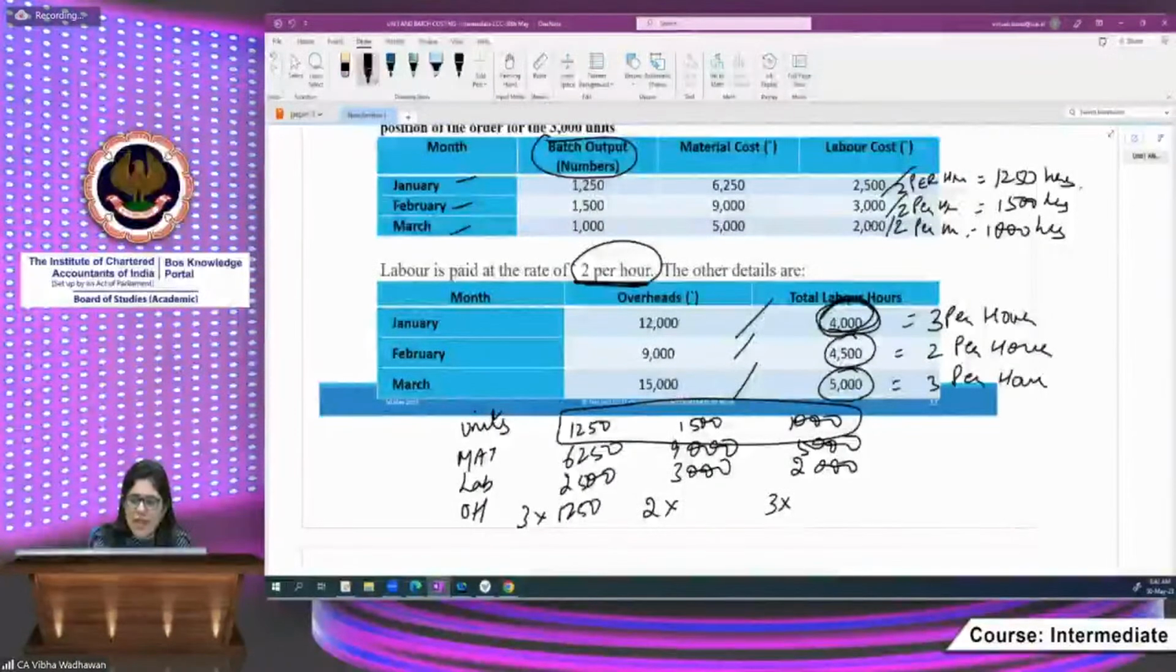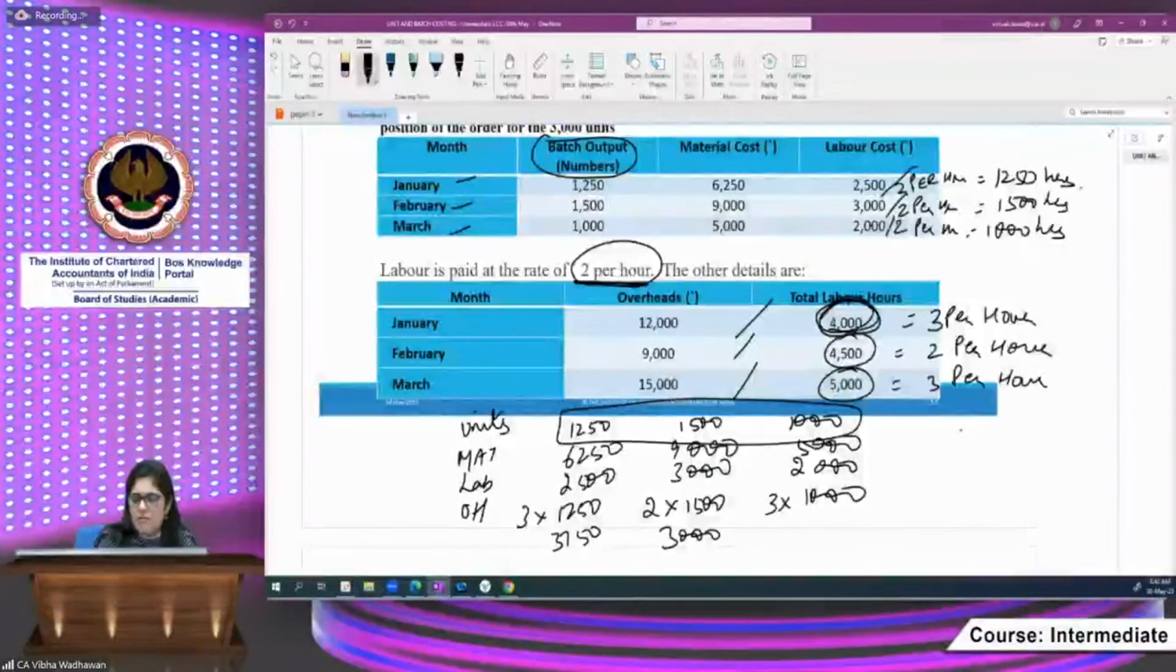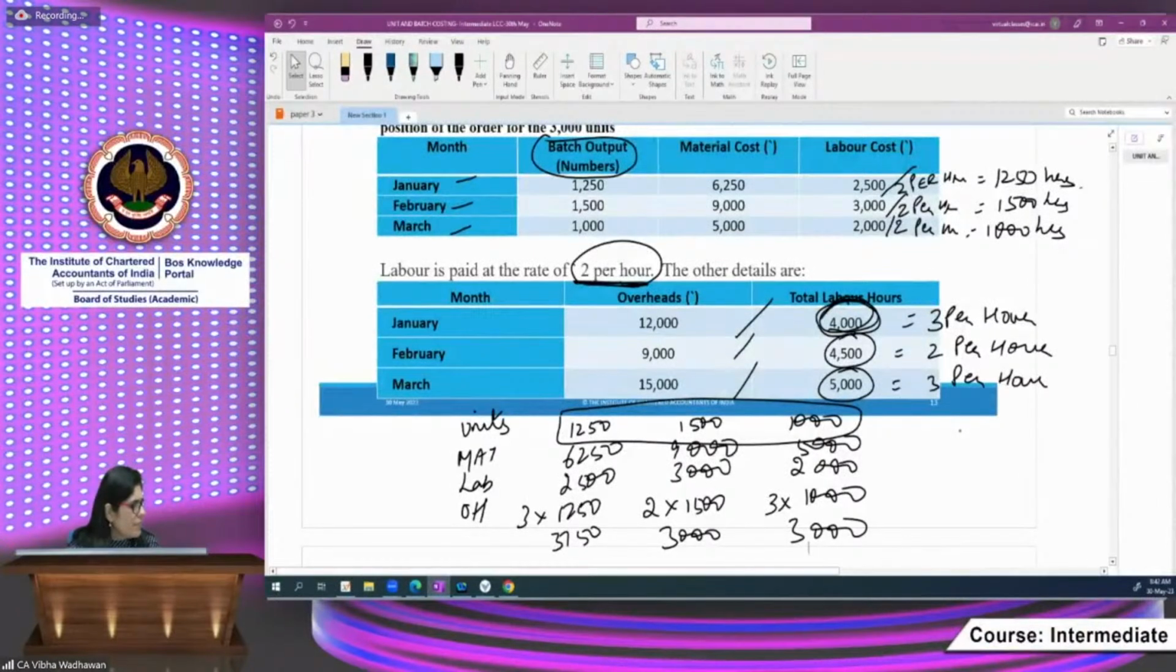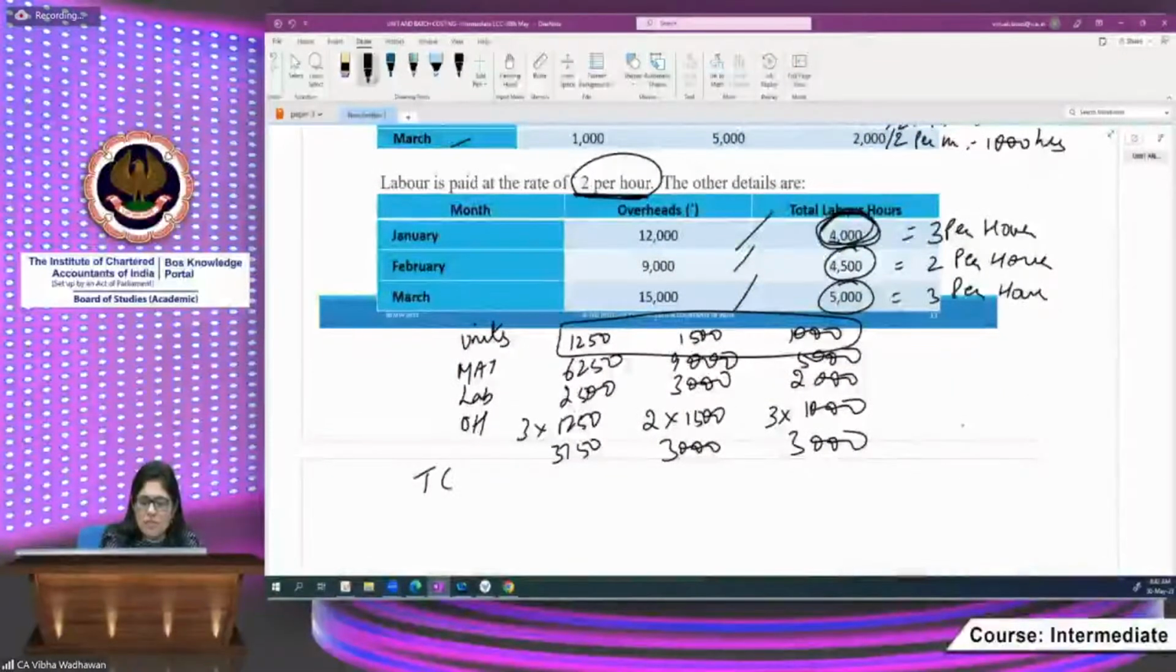So you can calculate the overheads. So this is the overheads. All right. So this is how we calculate the overheads. Can you calculate the overheads, please? So it is 3,750. It comes to 3,000 and it comes to 3,000. So you have the material, you have the labor, you have the overheads. Can you calculate the total cost? Total cost.